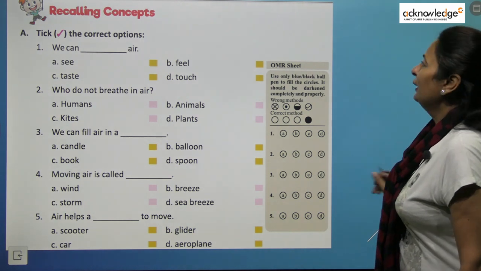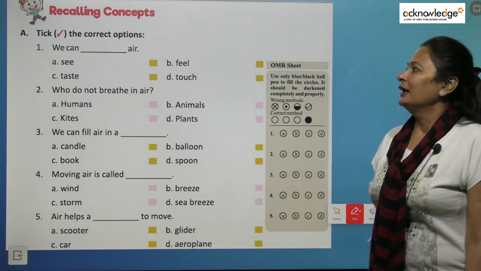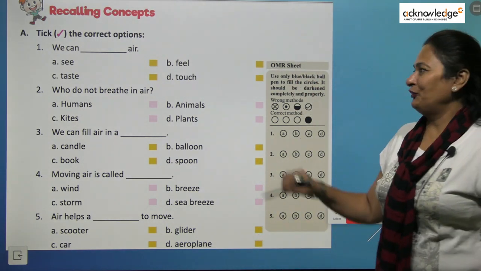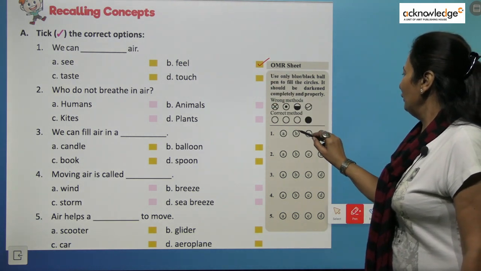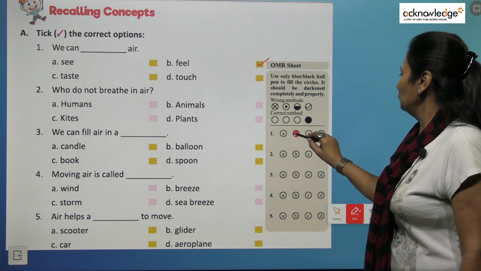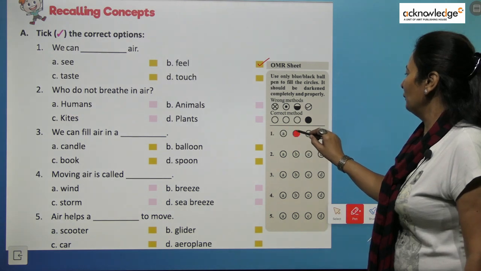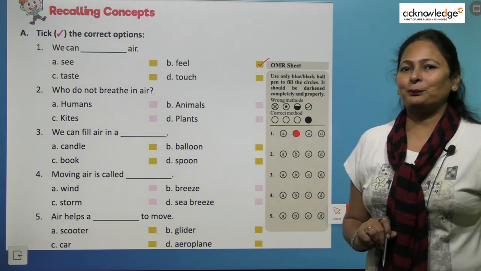Now, recalling concepts. First is take the correct option. We can see, taste, feel or touch. We can feel the air, right? So, also fill this as we do in all our sessions. I am filling the first one. The rest you will fill on your own according to the answers, but fill it properly.